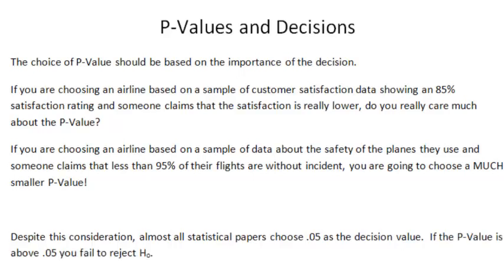But in general, if the p-value is above 0.05, you fail to reject that null hypothesis. And if the value happens to be below 0.05, you reject the null hypothesis and you go on looking at other things.